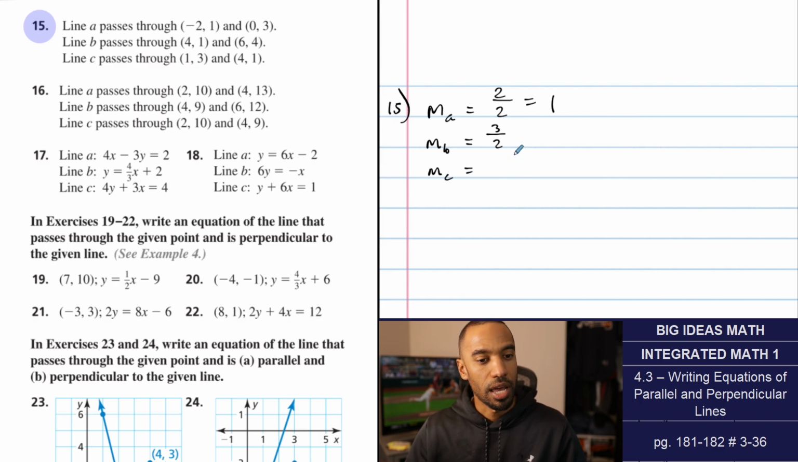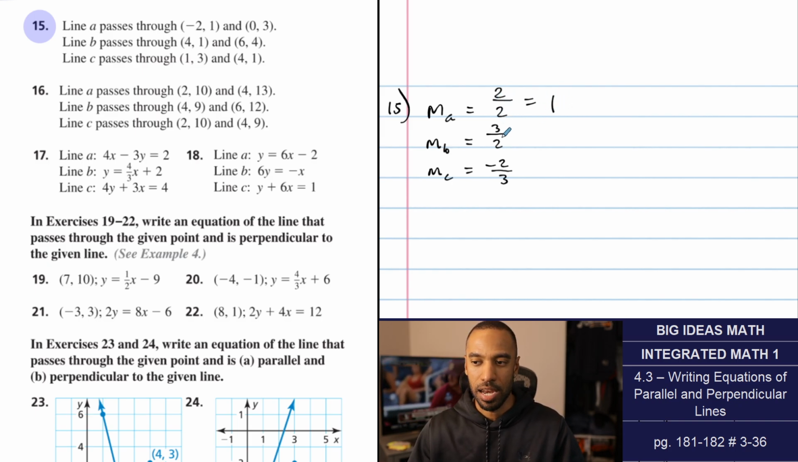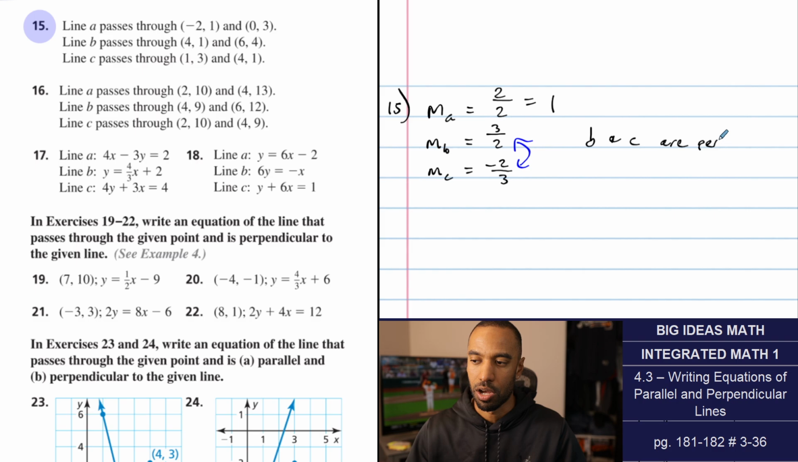C has a fall from 3 to 1. We go down 2, and then 1 to 4 is still our run. That's positive. We go right 3. Now, 1, being 2/2, is not any version of those, same or opposite reciprocal, but B and C are opposite reciprocals. This is positive, this is negative. The fractions flip. So B and C are perpendicular to each other. That's it, and that's all. Assuming, again, the calculations are all good.